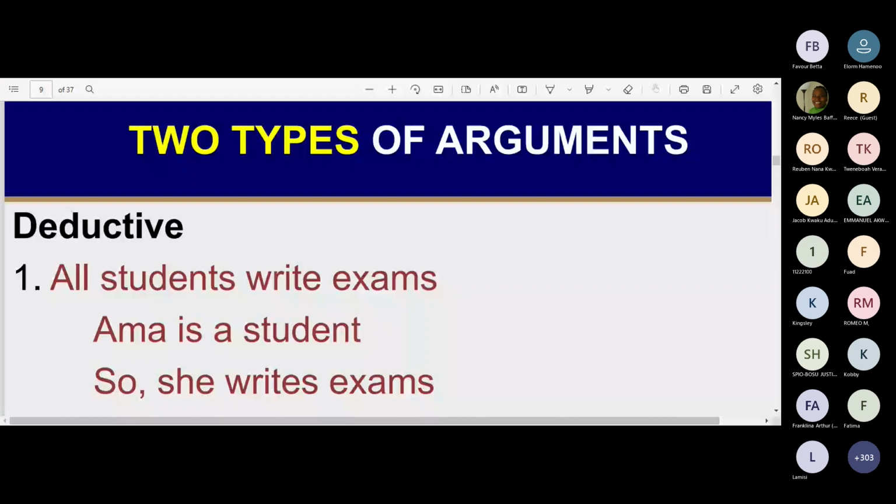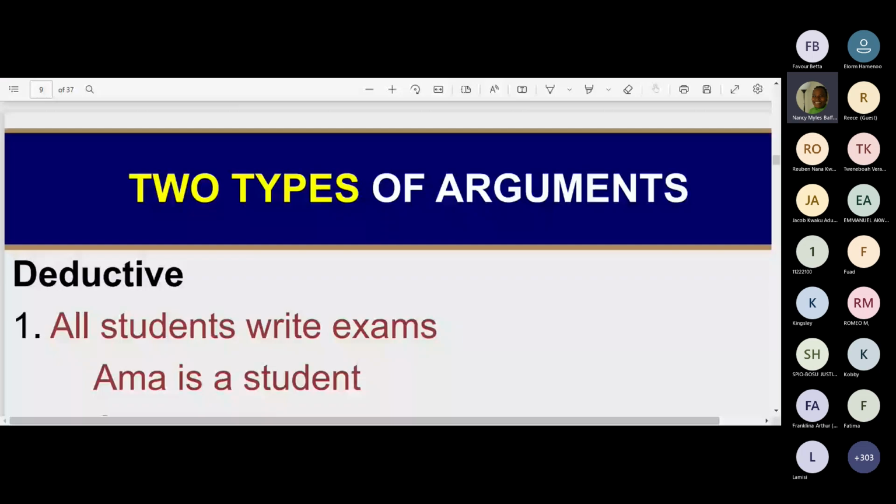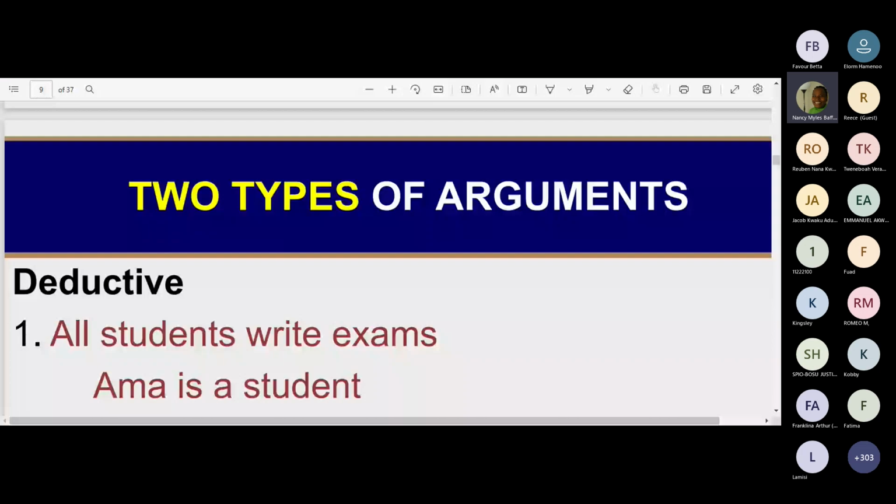So I could have just given you the two without the conclusion, like I've done on my screen, and said, if it were true that all students write exams, and it is also true that Amma is a student, then what conclusion can we necessarily draw from these two premises? You will see that it will have to mean then that Amma writes exams by the logic of it.